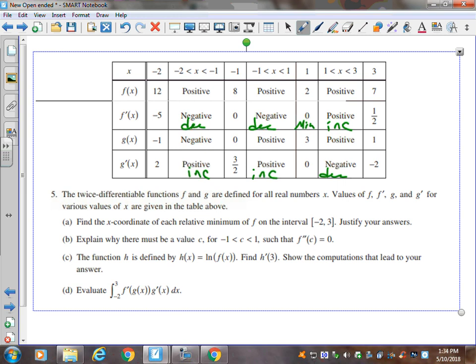Now, some people like this chart separated because it bothers them that it's two functions together. So some people come in here and they draw themselves a big, huge line through here so they can focus on half of it at a time. All right, part B. Explain why there's a value c between negative 1 and 1 such that the derivative at c is equal to 0. So let's talk about that.